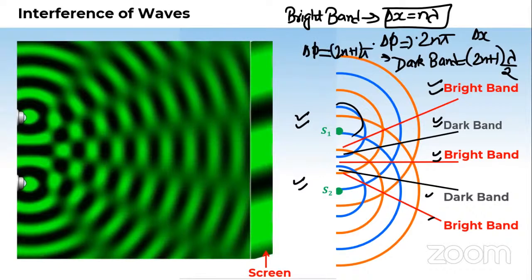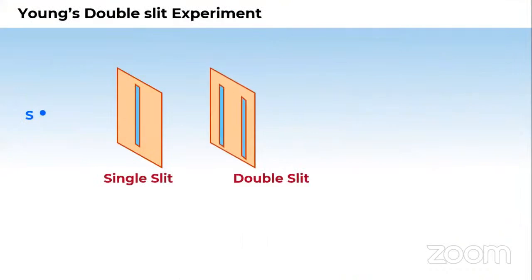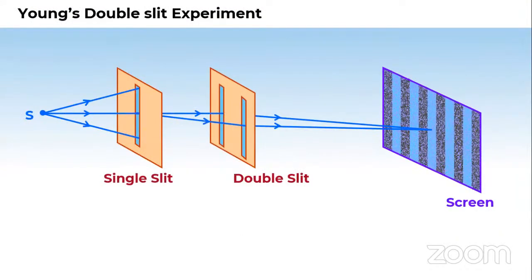Remember this thing. Now, students, we will directly switch to Young's double slit experiment. See this on your screens properly. What is Young's double slit? Suppose there is a source of light.